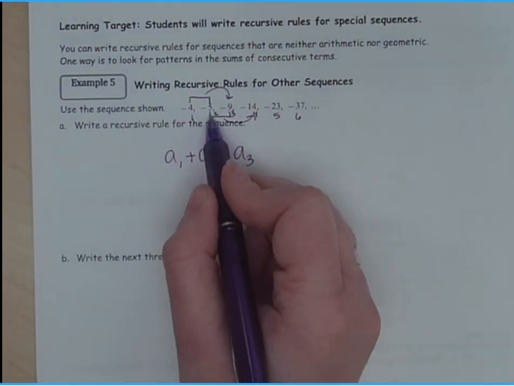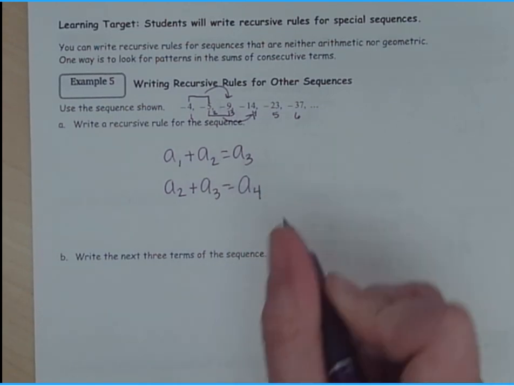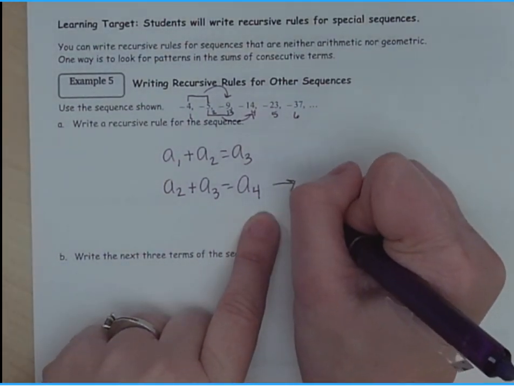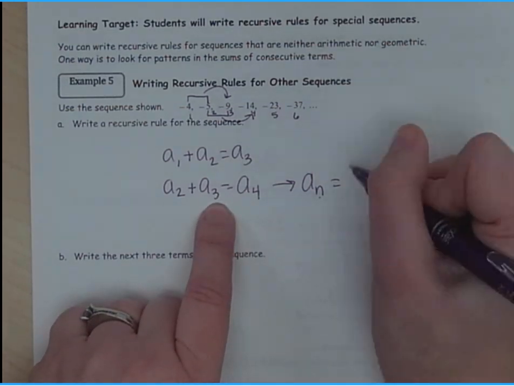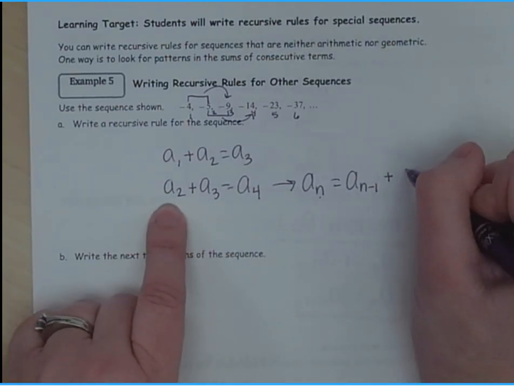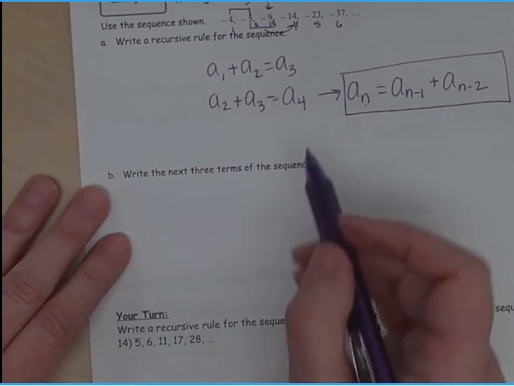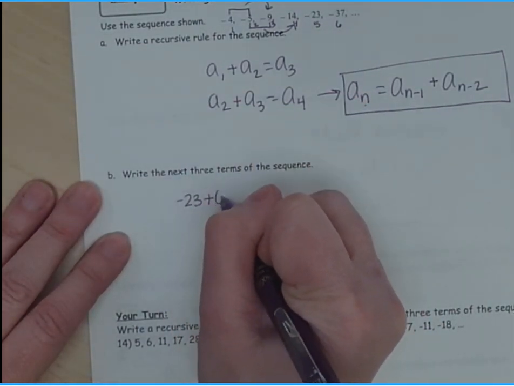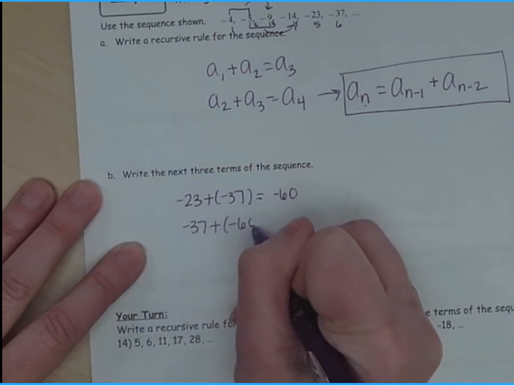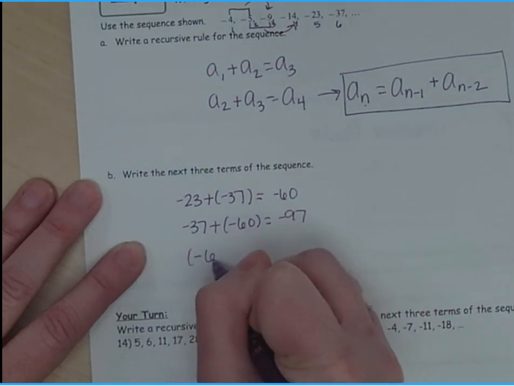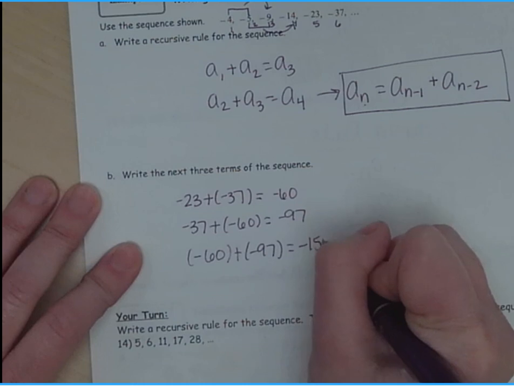Okay, let me see if this pattern continues. So negative 5 plus negative 9 is negative 14. So I have my second term plus my third term equals my fourth term. So how could I write this? Well, if I just use these as an example, if this is 4 and this is 3, that's n minus 1, and this is n minus 2. Not bad. So what are the next few terms? Negative 23 plus negative 37 gives me negative 60. So the previous term plus negative 60 gives me negative 97. Add the previous two terms, negative 60 plus negative 97 gives me negative 157.